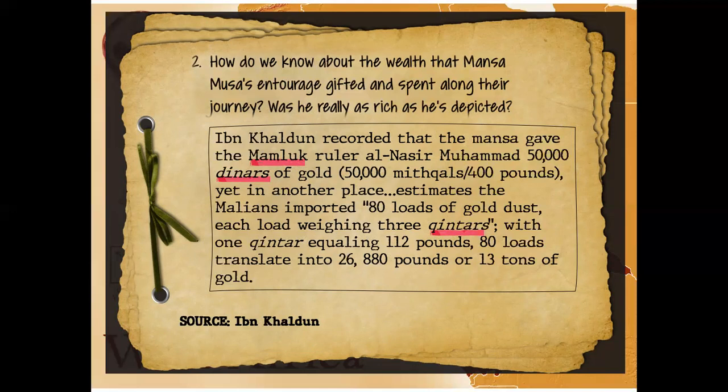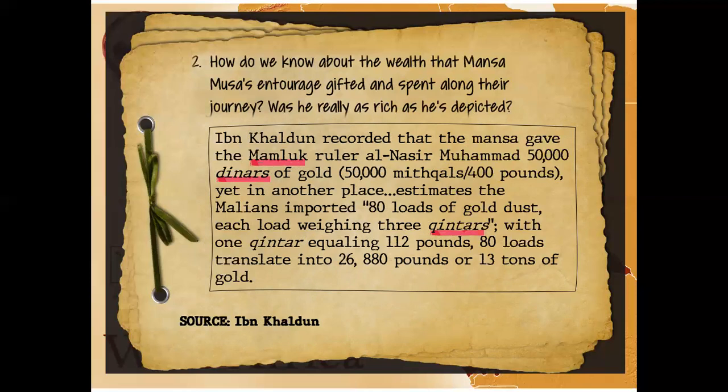Okay, let's read through the source and see how it helps us answer question number 2 at the top of your page. Ibn Khaldun recorded that the Mansa gave the Mamluk ruler al-Nasir Muhammad 50,000 dinars of gold, 50,000 mithkals or 400 pounds. Yet in another place estimates the Malians imported 80 loads of gold dust, each load weighing 3 quintars, with 1 quintar equaling 112 pounds. 80 loads translate into 26,880 pounds, or 13 tons of gold.